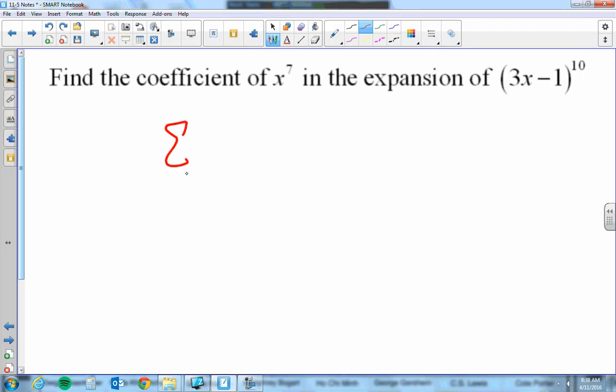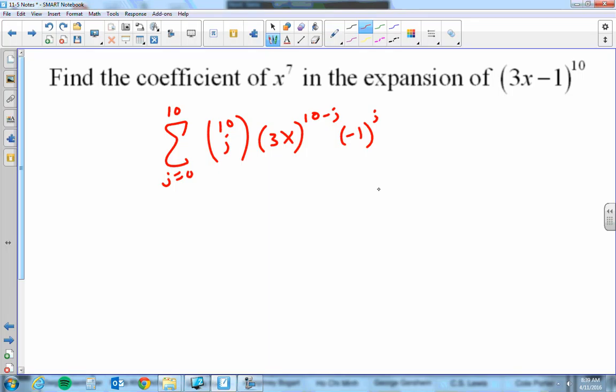Okay. So look at this. I'm going to set up the binomial theorem. So j is going to go from 0 to 10. 10 choose j, 3x to the power of, what goes here? 10 minus j. Negative 1 to the power of what? j. But we only want one term. Listen, first of all, how many terms are in the expansion of this? 11. We're not going to write out all of the terms. That'd be a waste of time. So you need to figure out what j is for the particular term we want.